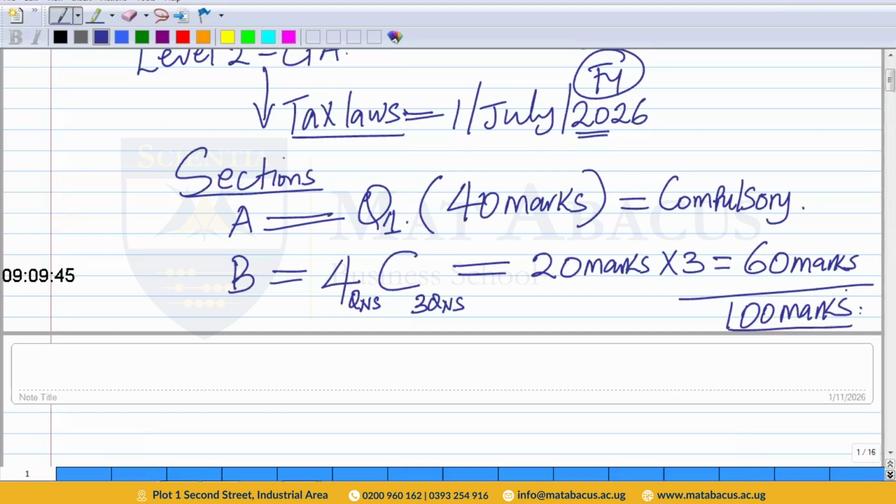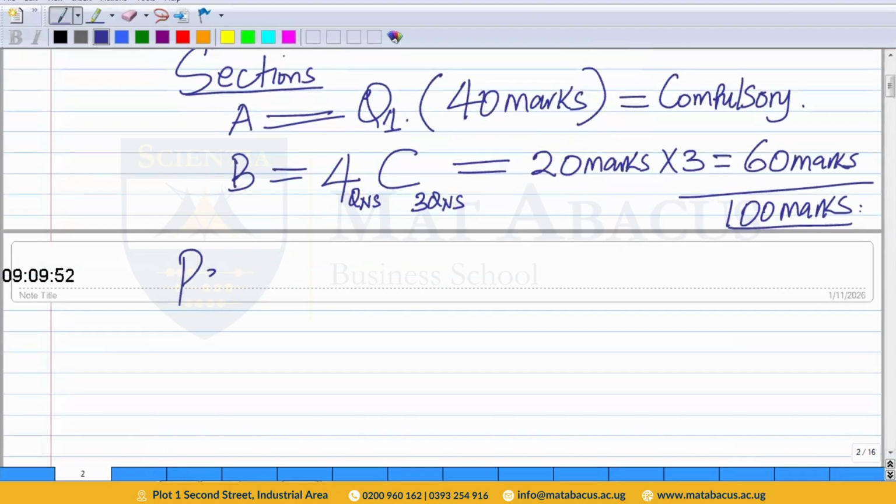And the pass mark for this exam is 50%. So for you to be able to pass, you must score 50% or more. It doesn't matter which section you get the marks from, whether all from Section B or from Section A. What matters is that the addition of all the marks from both Section A and B equals 50 marks or more.